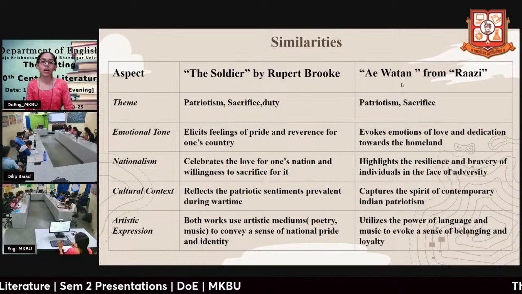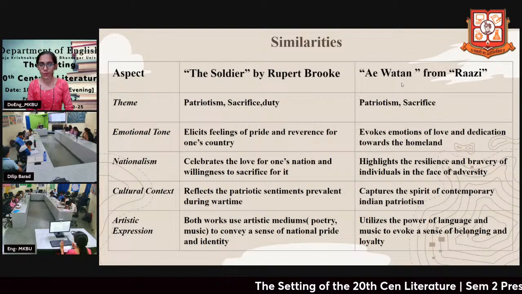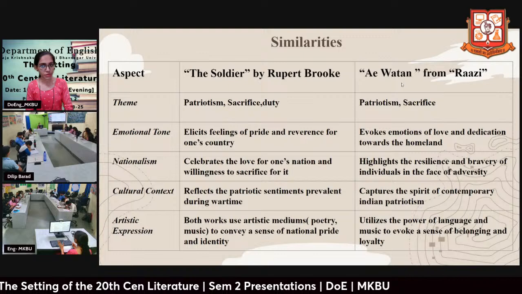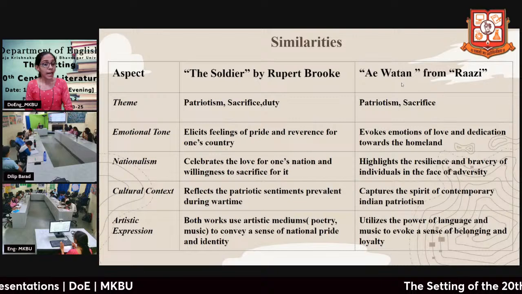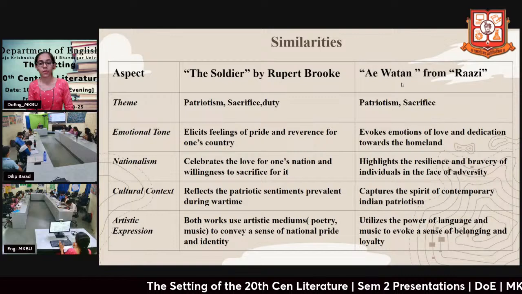Poem and song similarities. First theme: patriotism, sacrifice and duty. Second, emotional tone: pride of one's country in the poem, while the song expresses love and dedication towards the homeland. Nationalism: the poem celebrates love for one's nation, and the song shows the individual in the face of adversity.